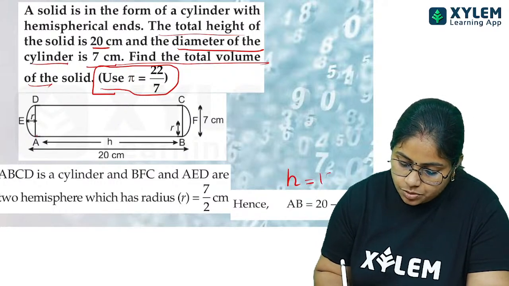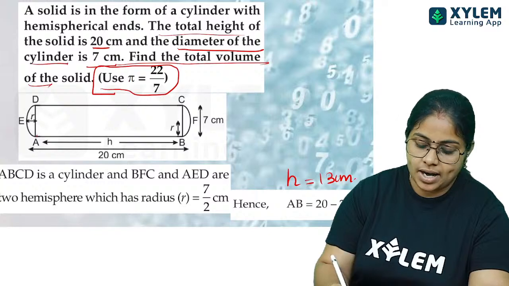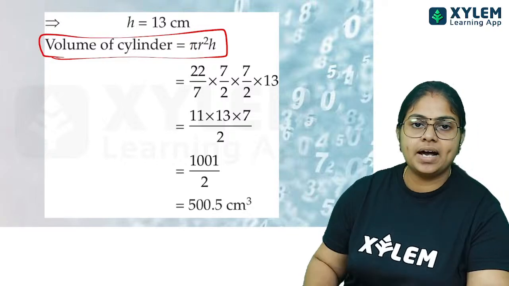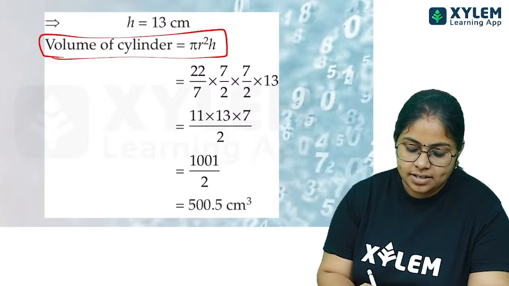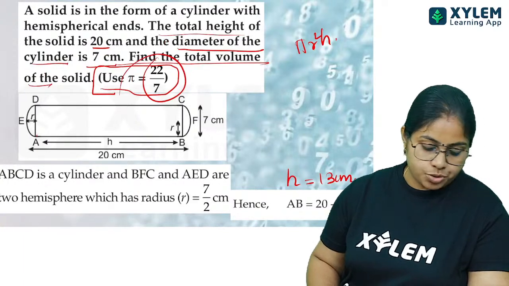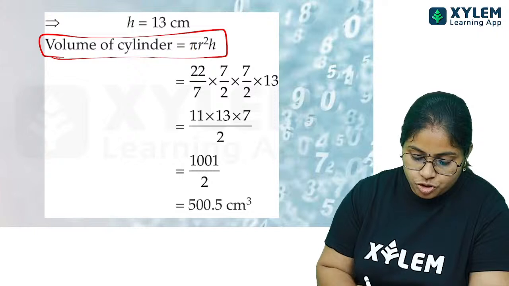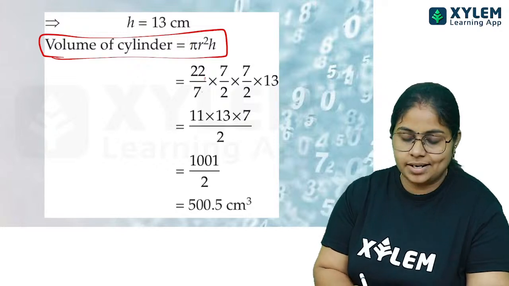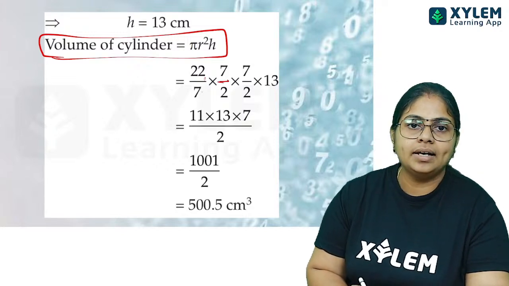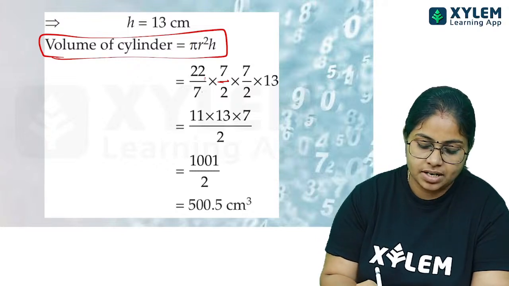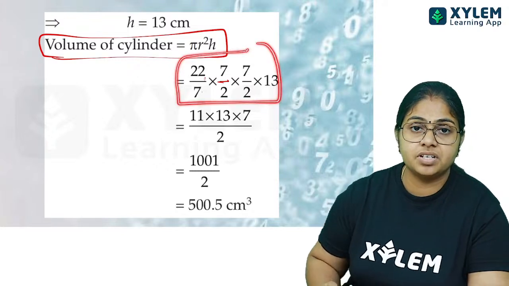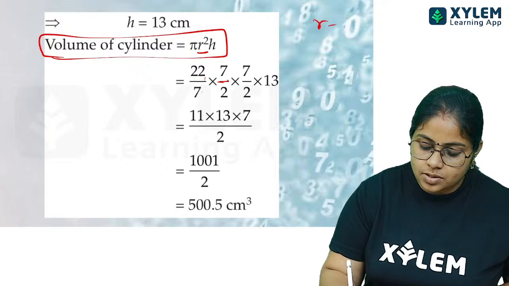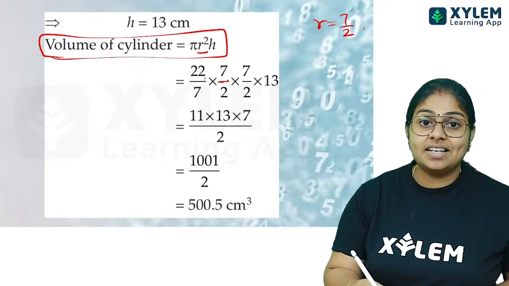Height of the cylinder is equal to 13 cm. We have got it. Now we have to find pi r square h. We are going to substitute. Volume of the cylinder is equal to pi r square h, and it is already given to use pi is equal to 22/7. When I substitute 22/7 and r square, the radius is 7/2. I took 7/2 itself so that it is easy to cancel. If you use 3.5, there may be a little confusion, and with decimals you would have to multiply. That is why here I have directly taken the radius as 7/2 itself. Then we can easily cancel, right?